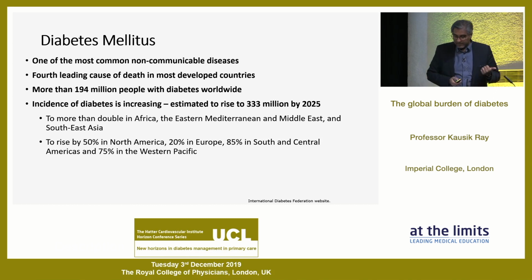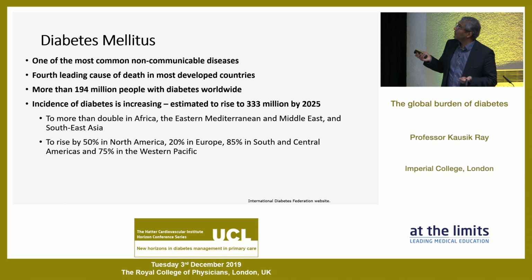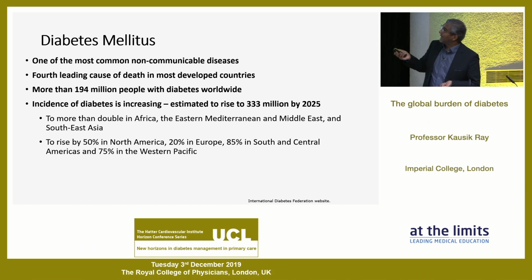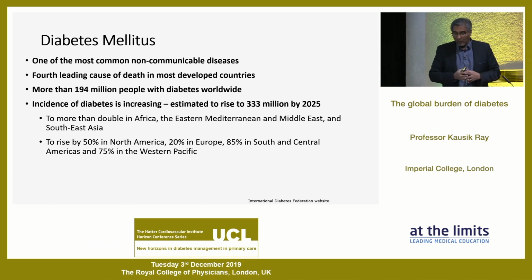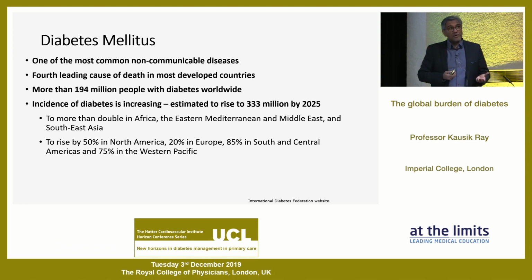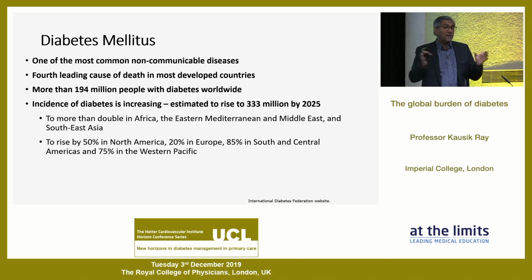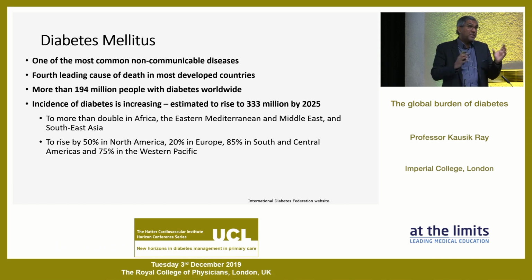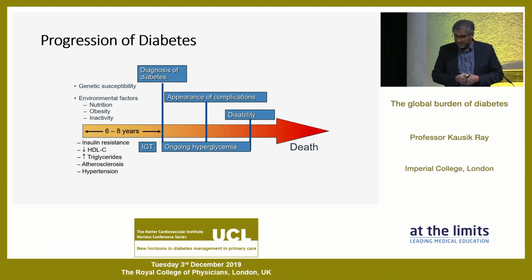So if you like looking at some basic stats, it's one of the most common non-communicable diseases, the fourth leading cause of death in most developed countries. There's about 194 million people with this, and that's going to increase. And a lot of that increase is going to be in regions of the world that can least afford it. Because the same proportion, for example, if you looked at India and China, a small percentage change in those countries is going to have a huge increase in the absolute numbers of individuals living with this condition.